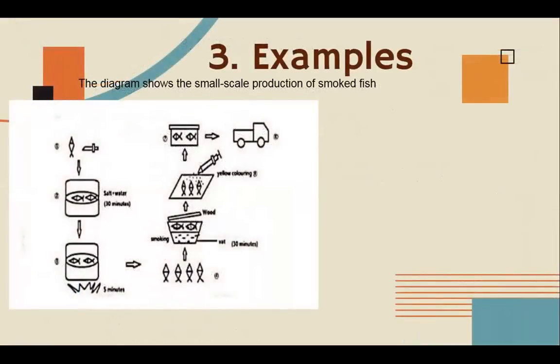So I was trying to analyze some topics. So I will bring you some examples in order to make you know more about this type of writing task one. I have the first topic is the diagram shows the small scale production of small fish.